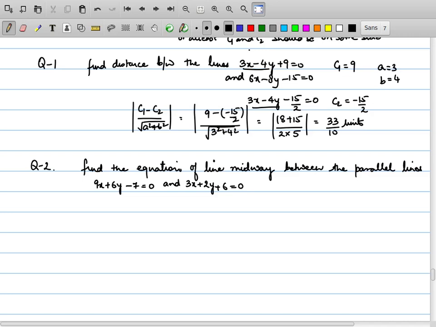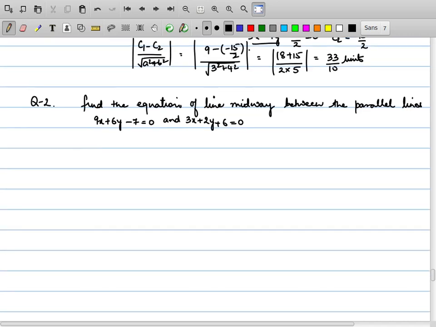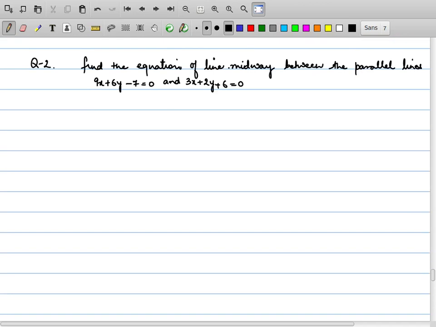Now let's take a few more examples on distance between parallel lines. Suppose we have to find the equation of a line which is midway between the parallel lines this and this. Now these two lines are parallel. First of all, always make sure that whenever you are given two parallel lines and you have to find the distance between them, the first step is the xy part should be same in both.